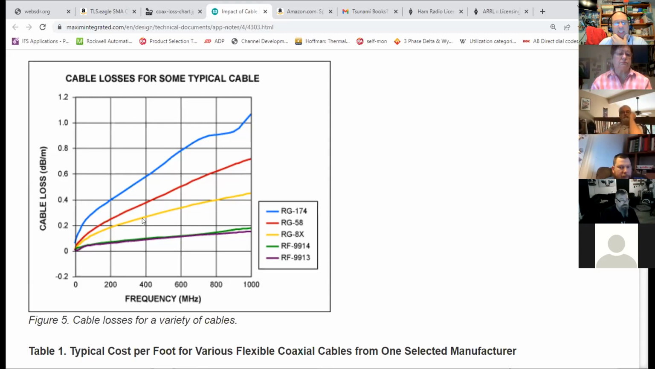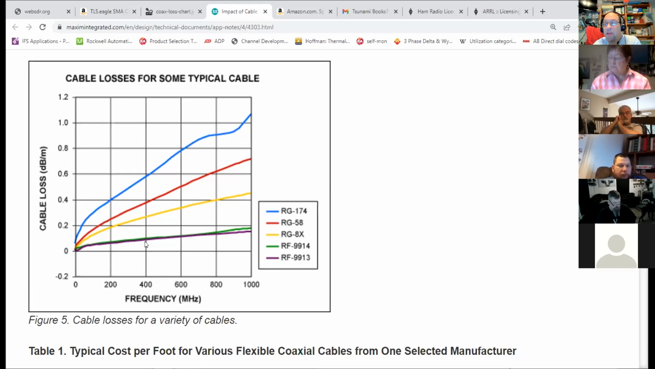Let's just skip the 8X because we're going to ignore that one. Let's go down to the purple line, which is our 9913, a really, really high quality cable. 0.1 decibels per meter. We multiply that by our 50 and we get 5 dB. Okay. So if we think back, what is 3 dB? Everybody, what is 3 decibels equal to?